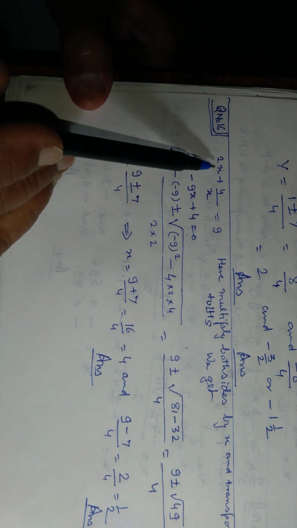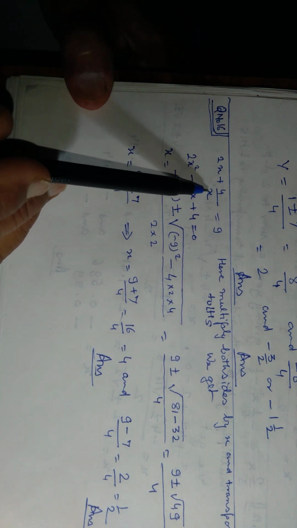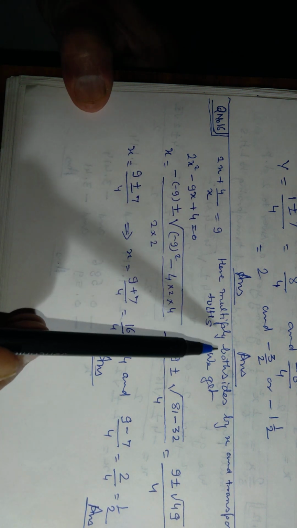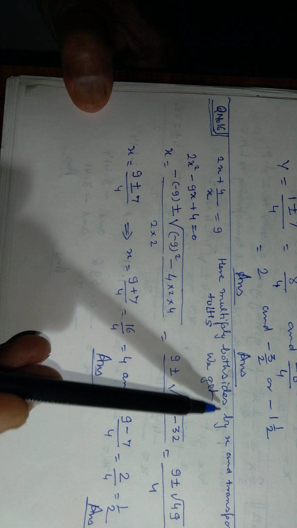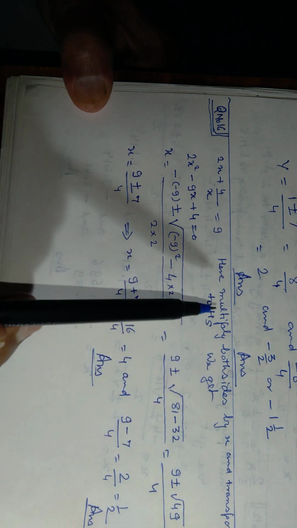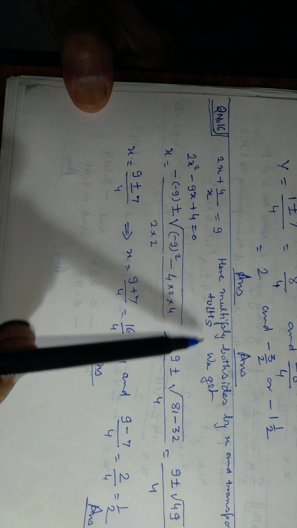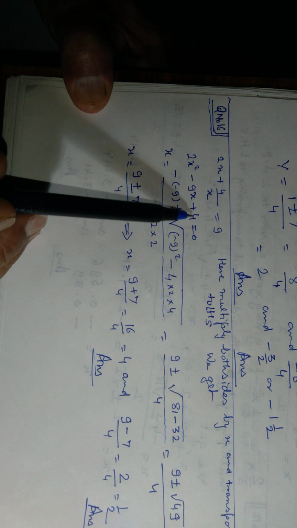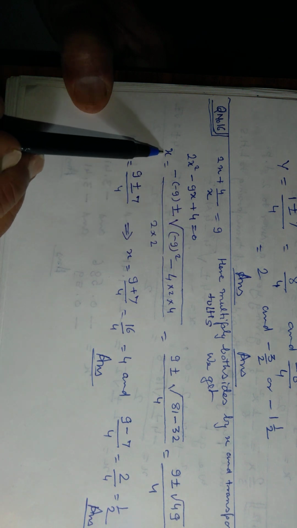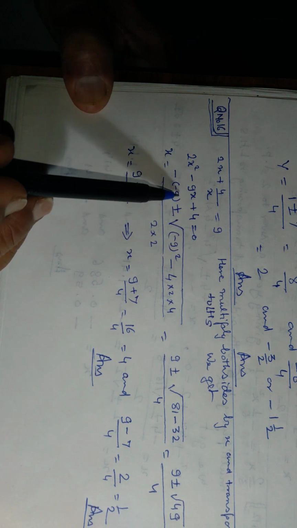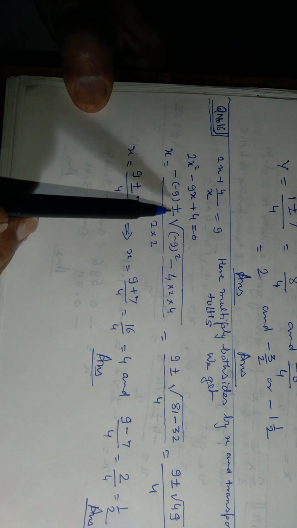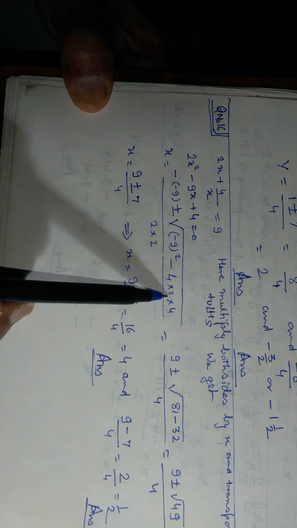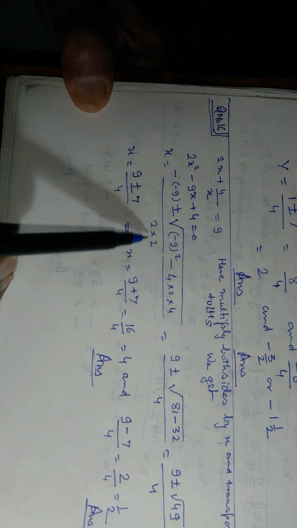You see, 2x plus 4 by x is equal to 9. Here we multiply both sides by x and transposing to the left hand side, we get 2x square minus 9x plus 4 equal to 0. So x will be equal to minus, inside the bracket write down minus 9, plus minus root of (minus 9) whole square minus 4 into 2 into 4, whole divided by 2 into 2.